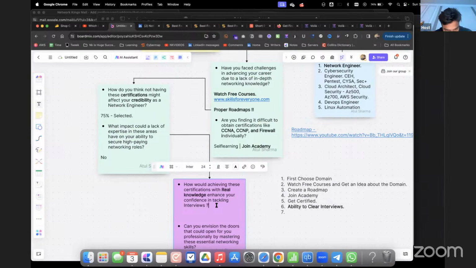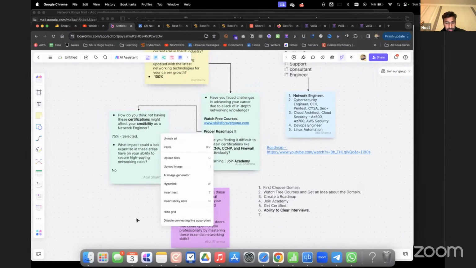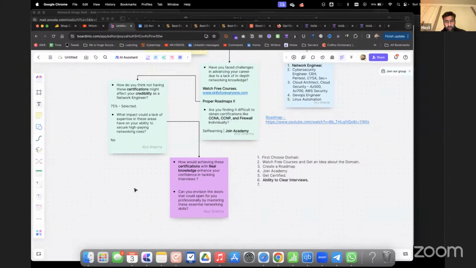Okay. So real knowledge and certifications is the key, but this is not the only key. I'll explain more about that. Now once you have decided, you have the ability, the certifications, and the roadmaps, everything from start to zero. Can you envision the doors that could open for you professionally?